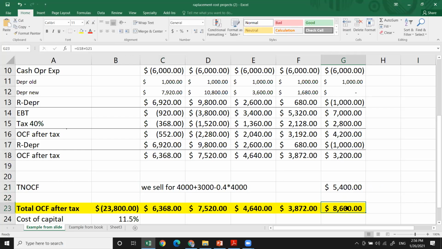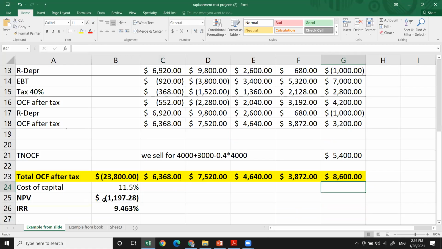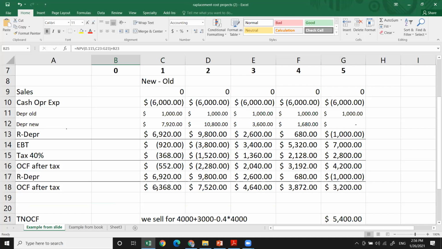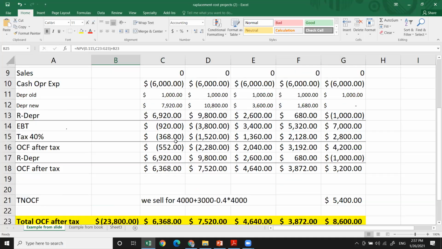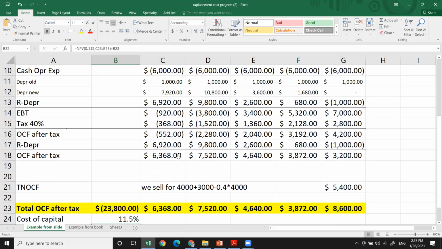Okay. And what I do at the end, the last cash flow is shown that it should be added with the terminal non-operating cash flow in order to estimate the NPV. And our NPV, as you can see, is negative. And as a support for the IRR, IRR is less than cost of capital, then we can say that the project is not feasible. So it's not a good decision to replace the old equipment with the new, even though you're saving 6,000.